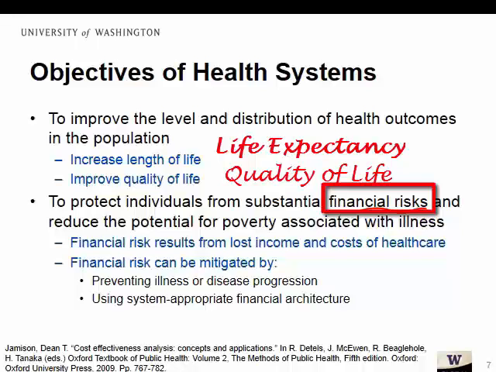Essentially, financial risk comes about because if you get a bad illness, two things happen. One is that you can't work, so you lose income. And the second thing is that treatment itself can be quite expensive. So when people in poor countries or even in rich countries who aren't covered with health insurance get sick, they can essentially get bankrupt, or they have to sell assets or even borrow money. And financial risk essentially can be mitigated by disease prevention and by using system appropriate financial architecture, which is the realm of healthcare financing.